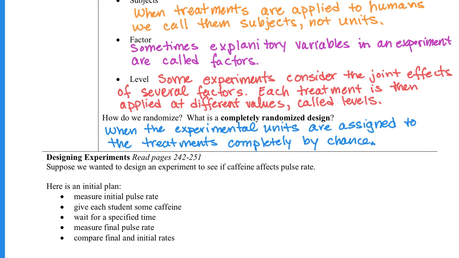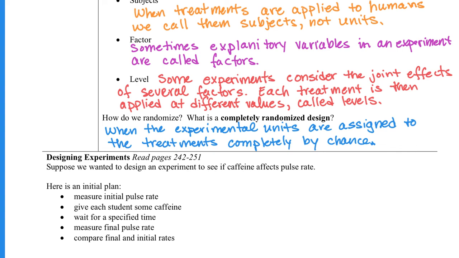I also need to make sure that the subjects or experimental units are also randomized into which group they end up in. So it can happen either way. And we'll talk about why we do that and how we do that later on.